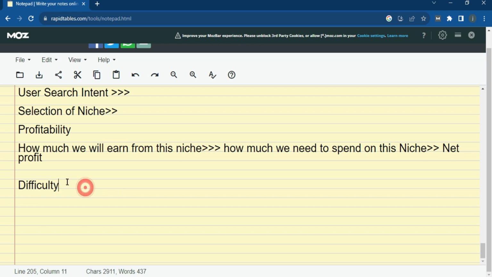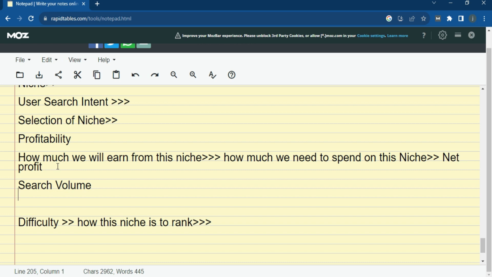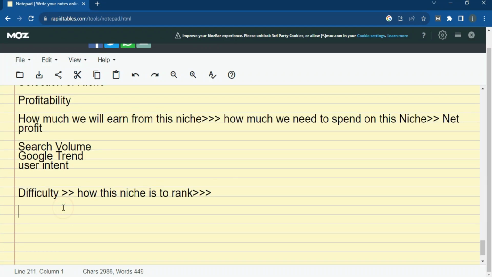Next, difficulty. How difficult is this niche to rank? Basically, that's what we need to learn. But how to know how difficult this niche is? Viewers, there are different factors. So let's talk first about profitability. In profitability, we see search volume and Google trend, and the third is, as I already mentioned, user intent. These three factors are involved in profitability, and how we need to check these factors, we can have a look in upcoming lectures.